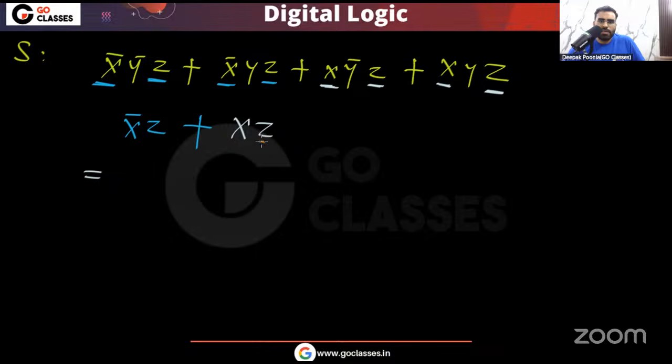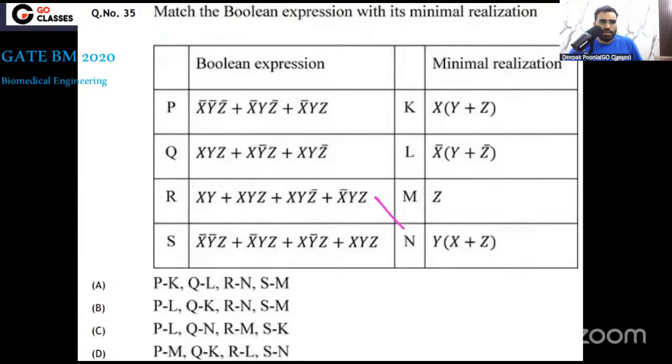Here you can see I can take this z out. So inside I will get x or x bar, that will be 1. So that's it. You can see this s matches with z. So remember, s matches with z.